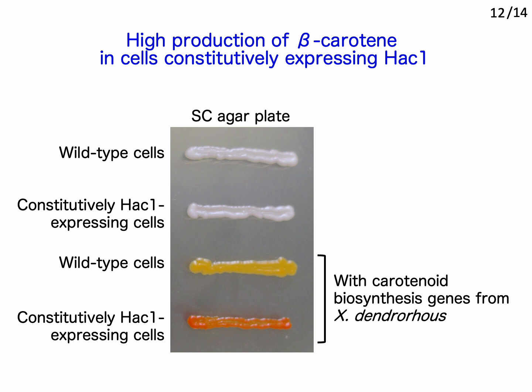In contrast, as shown in the bottom two samples, they were colored when beta-carotene biosynthesis genes obtained from another organism were introduced. Importantly, because the ER is activated in the constitutively HAC1 expressing cells, they produced more beta-carotene and exhibited darker color than wild-type cells.